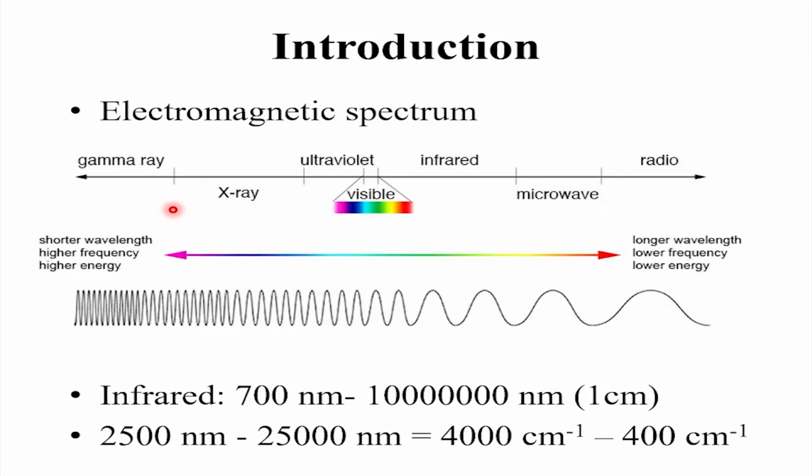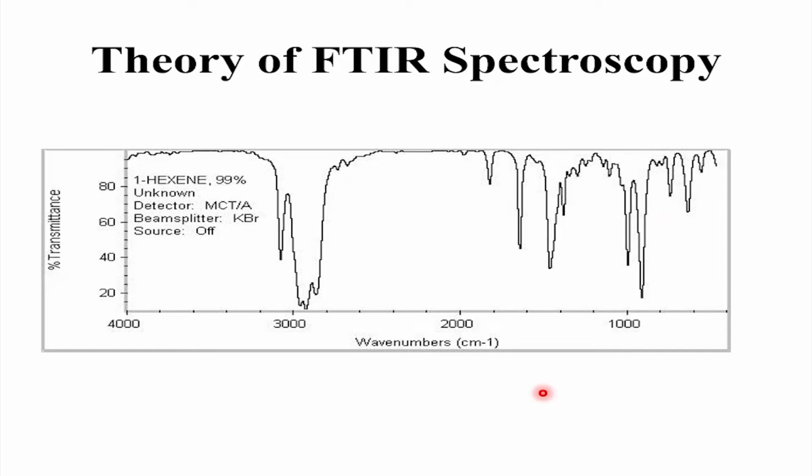This broadband of light we pass through the sample, and at the output we check which frequencies are absorbed by the sample. From that we are able to get a spectrum, or an FTIR spectrum, of this particular sample. This is a typical FTIR spectrum. The x-axis here is the wave number and the y-axis is the percentage transmittance.